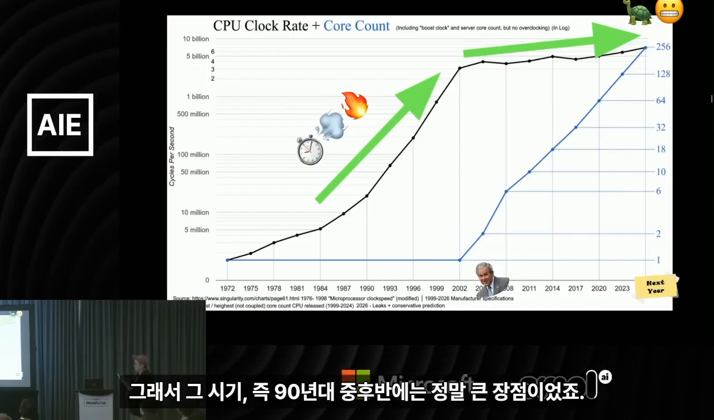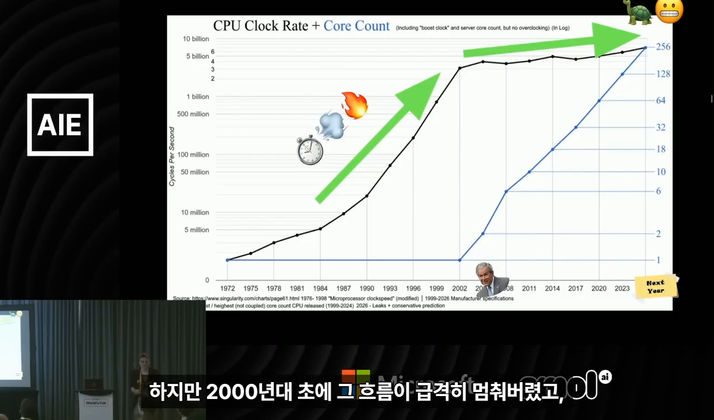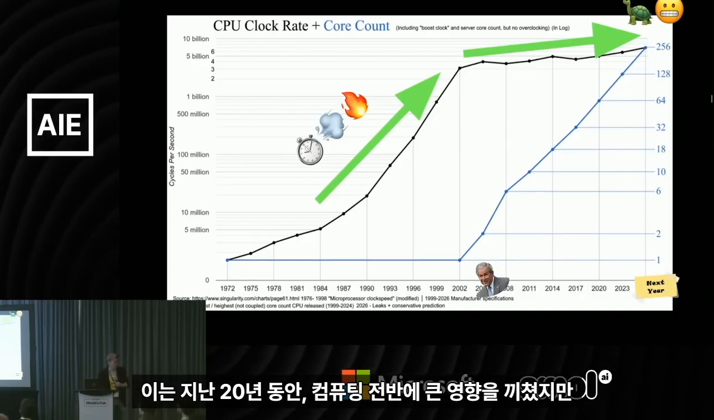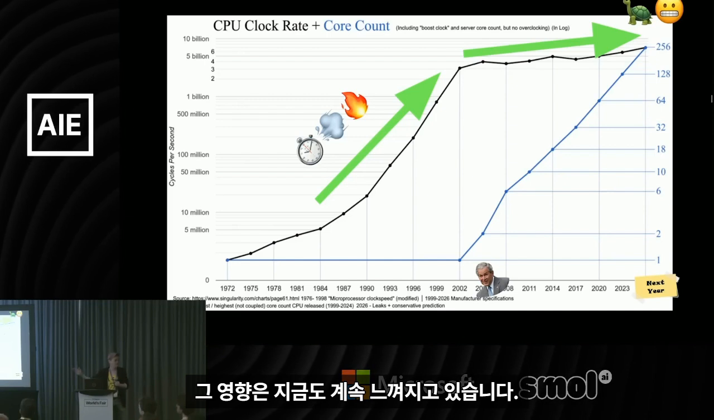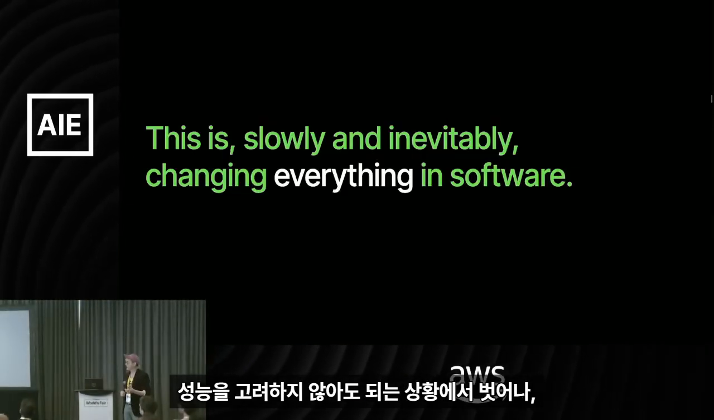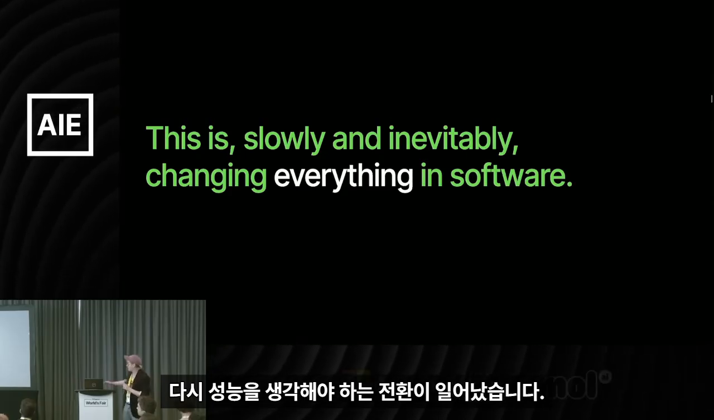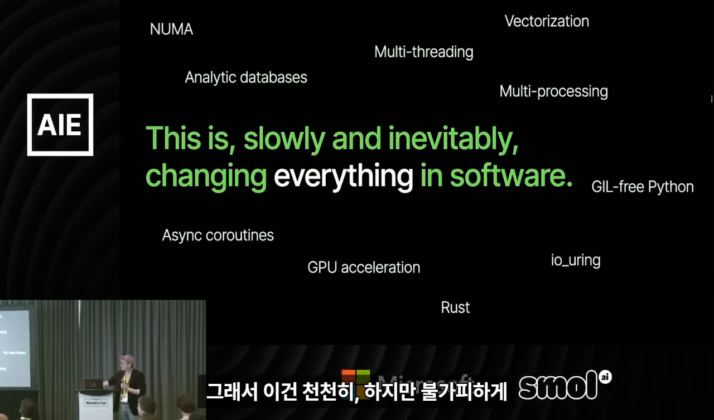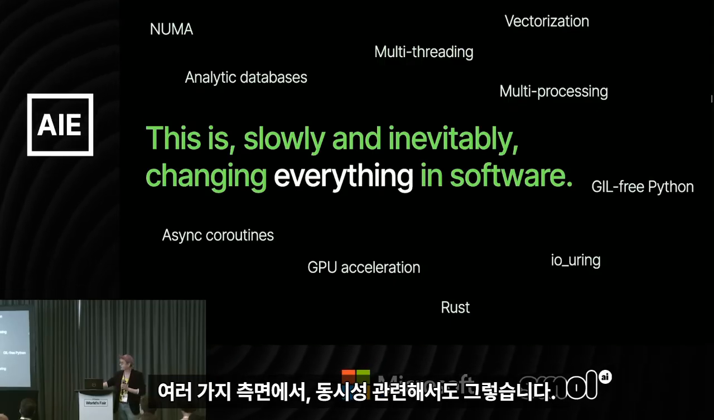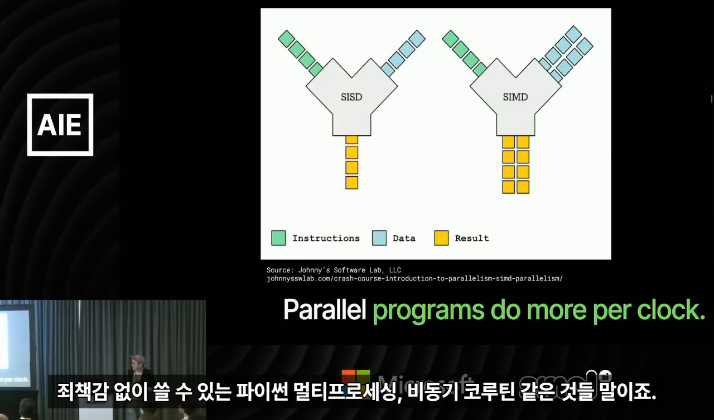So that was really great during that mid to late 90s period, and then that fell off a cliff in the early 2000s. This has impacted a lot of computing over the last 2 decades, but its effects are still being felt. It's all this switch from being able to avoid needing to think about performance. This is slowly and inevitably changing pretty much everything in software. All kinds of things you've seen around concurrency: GIL-free Python, multiprocessing, async coroutines.